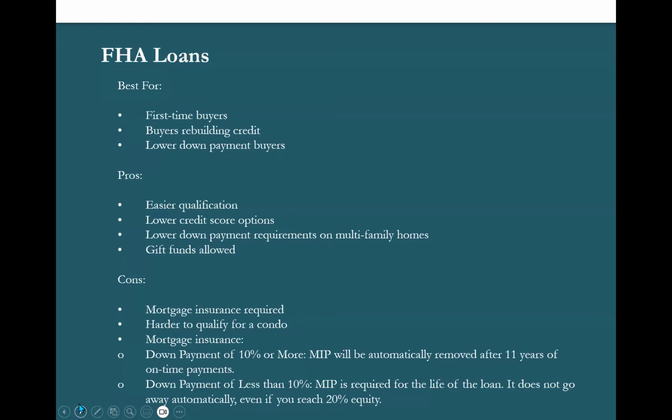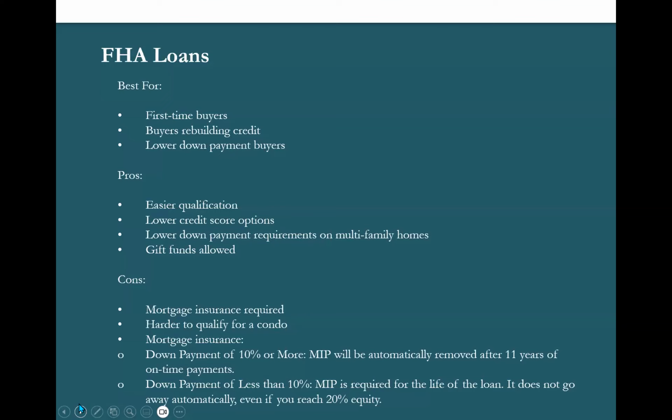And gift funds are allowed on FHA loans. They are also allowed on other loan types, but FHA tends to be the most open with approval of the gift funds, because you do have to be approved to receive gift funds. It's not a guarantee. Some cons of FHA loans: mortgage insurance is required.